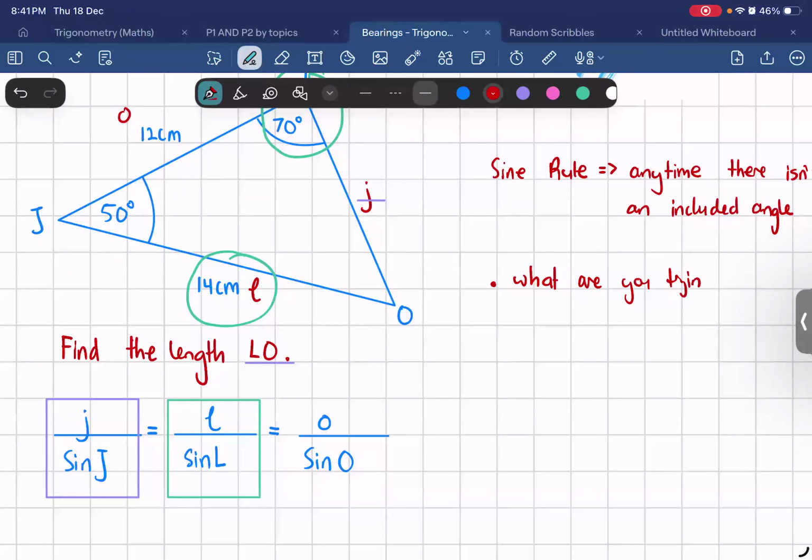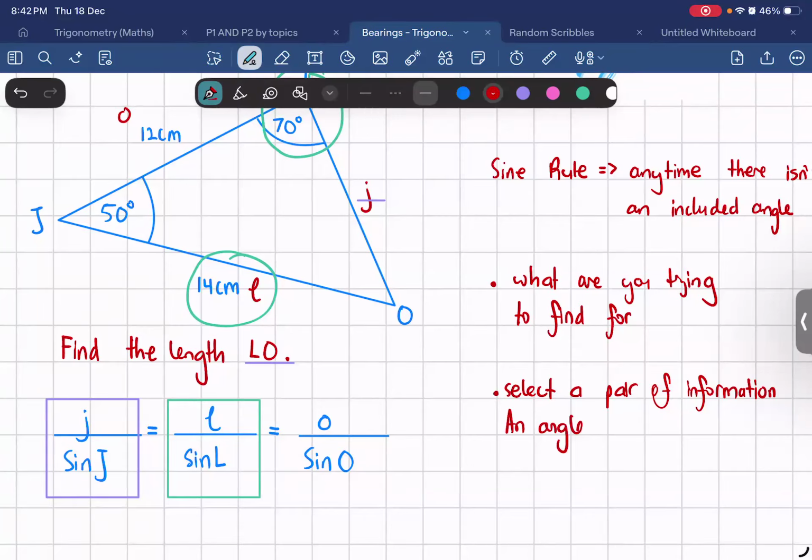So you see what we were trying to find for J? Yeah, we were trying to find for J. So we underline J and we use that one time. The next thing, you're going to select a pair of information. And if that is confusing you, I'm just talking about an angle and its corresponding length.